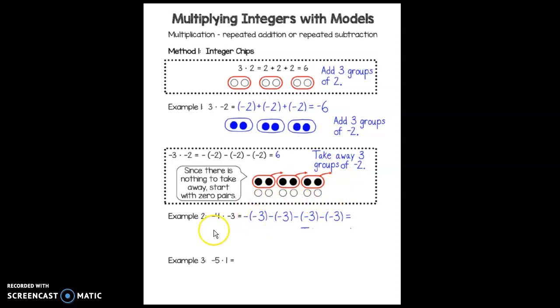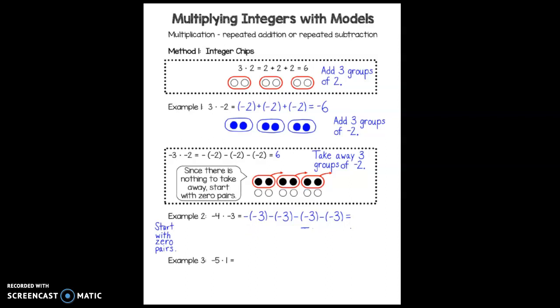Let's try example 2. Example 2 says negative 4 times negative 3. That means I want to take away 4 groups of negative 3. So if I keep taking away negative 3, keep taking away negative 3, I'm going to end up with 0. So I need to start with 0 pairs. This time I want 4 groups of negative 3 and positive 3 to show my 0 pairs.